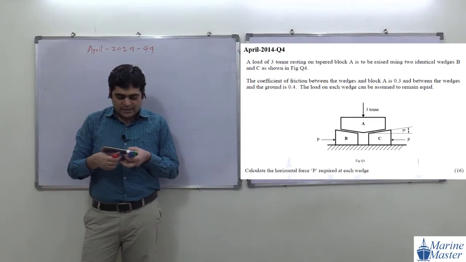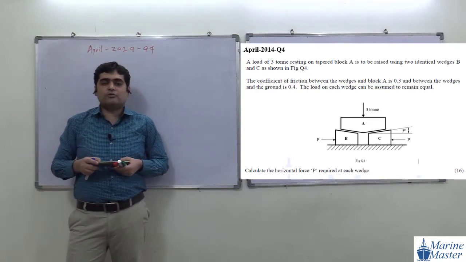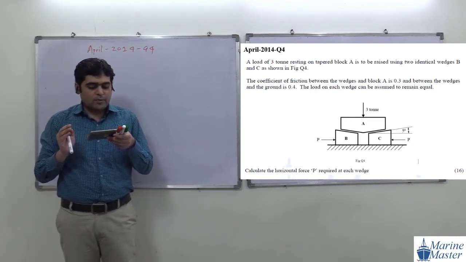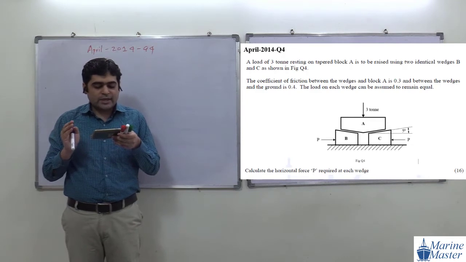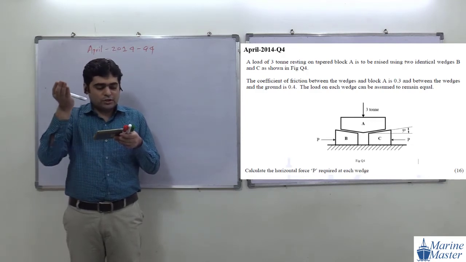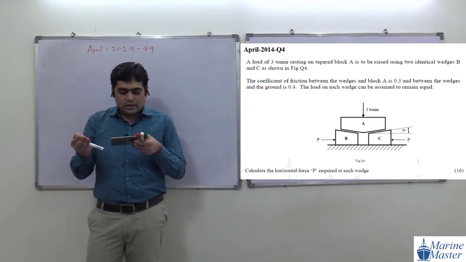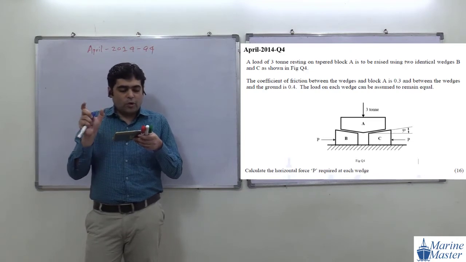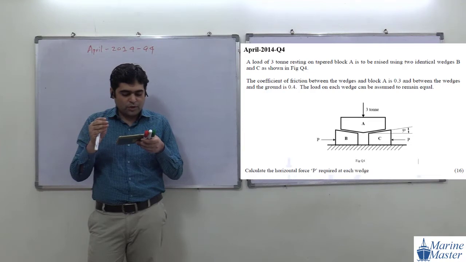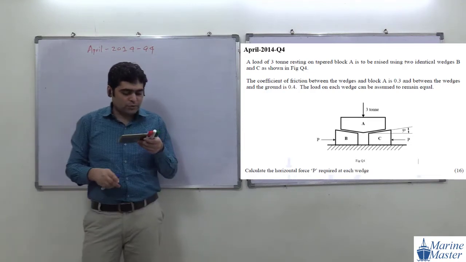We have a load of mass 3 ton. 3 ton means 3000 kg, resting on a tapered block A, which is to be raised using two identical wedges. So we have to raise a tapered block on which there is a load of 3 ton. The tapered block is raised using two wedges B and C as shown in figure question 4. Why figure question 4? In that exam it was question 4. So that's why figure question 4.